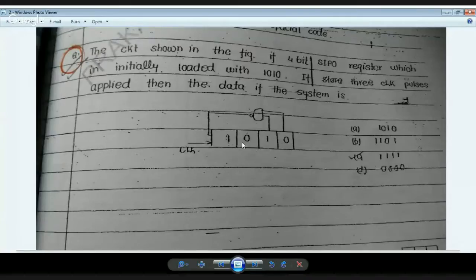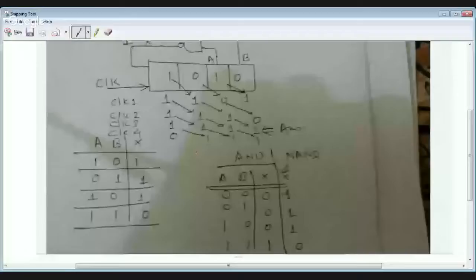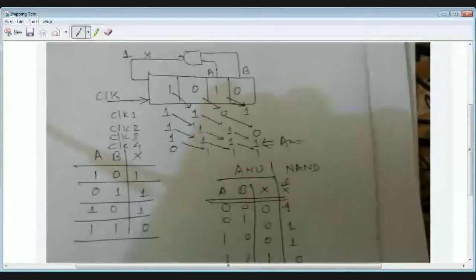This is the question. I solved this, and I'm going to share the solution with you. See here. As it was said, initially it is 1010.